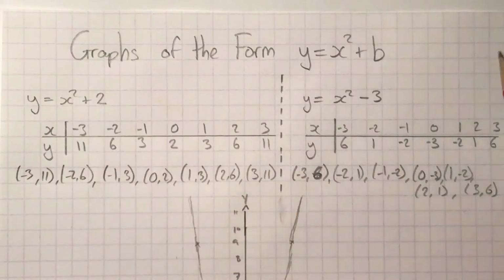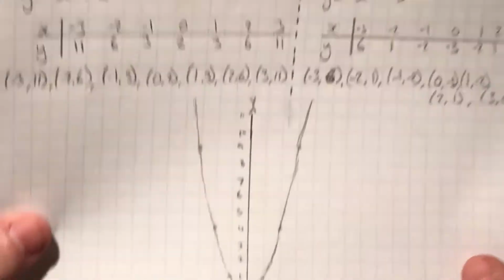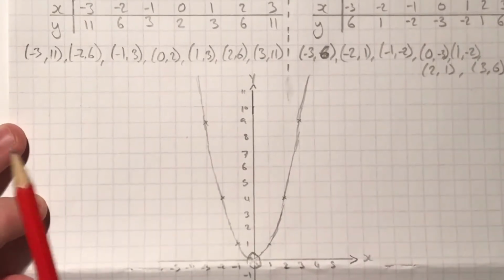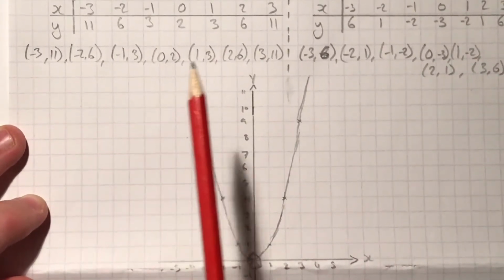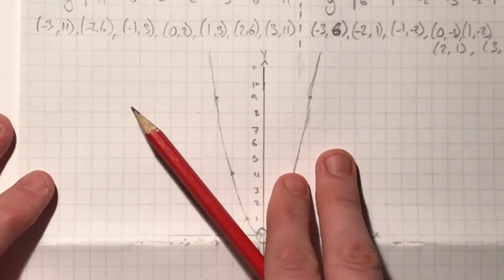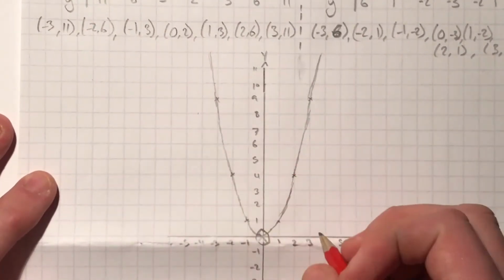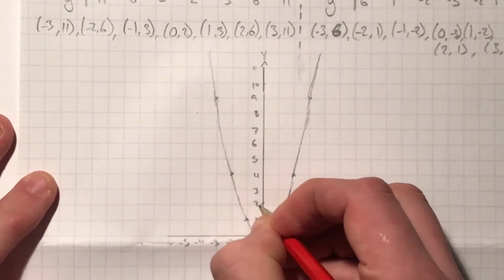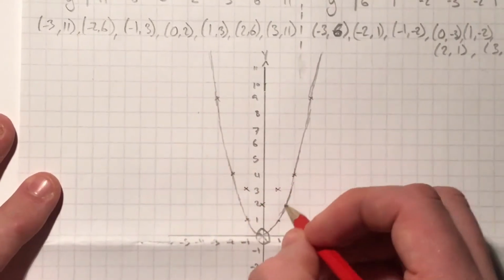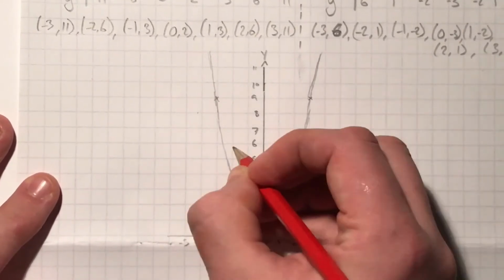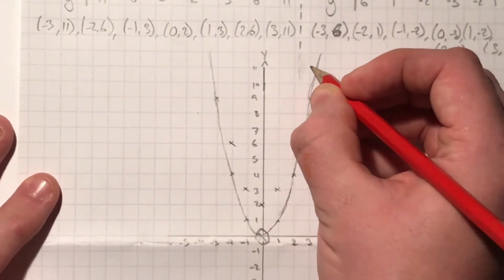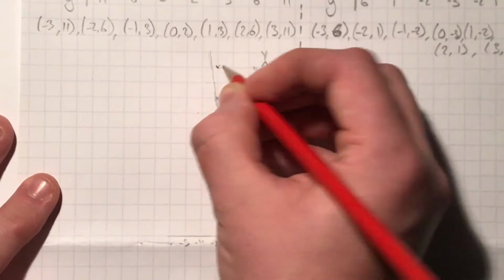And I'm going to compare them with the graph of y equals x squared, which we saw from an earlier video. So I'm just going to plot each of the points from the graph of y equals x squared plus 2. Just very quickly, let's get this done. We've got 0, 2. We've got 1, 3 and minus 1, 3. We've got 2, 6 and minus 2, 6. And we've got 3, 11 up there and minus 3, 11, which is over here.